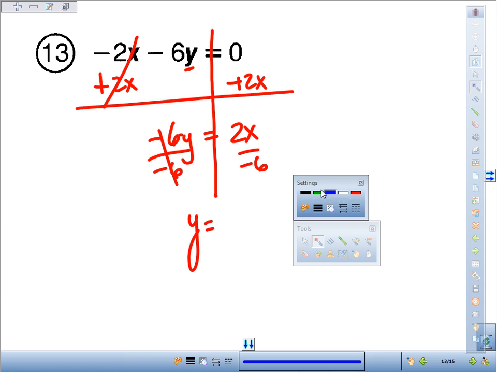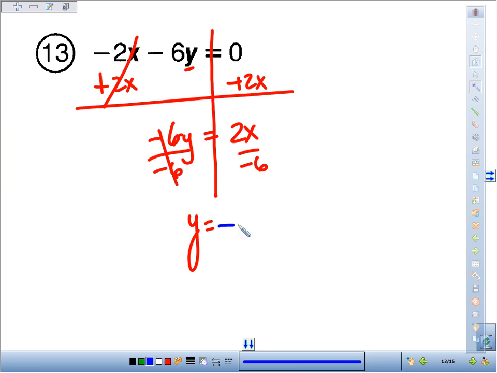And then we can just reduce. We've got 2x over negative 6. 2 over negative 6, a positive divided by a negative is a negative. 2 sixths reduces to 1/3, and then we just tack on the x. So we have y equals negative 1/3 x.